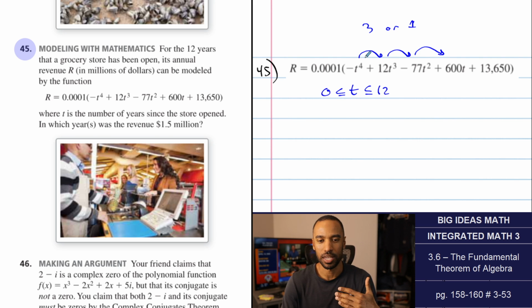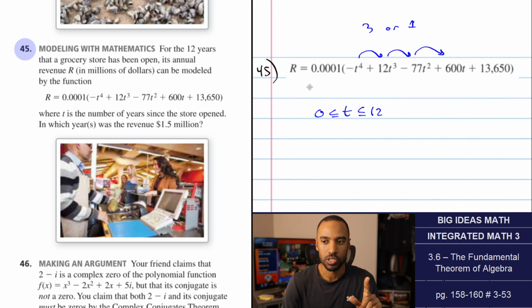So I got to type this whole thing in. We have to do some changes, though, right? What do we have to do? Set this equal to 0. Well, set this equal to 1.5. Remember, this is already represented in millions. Set this equal to 1.5.